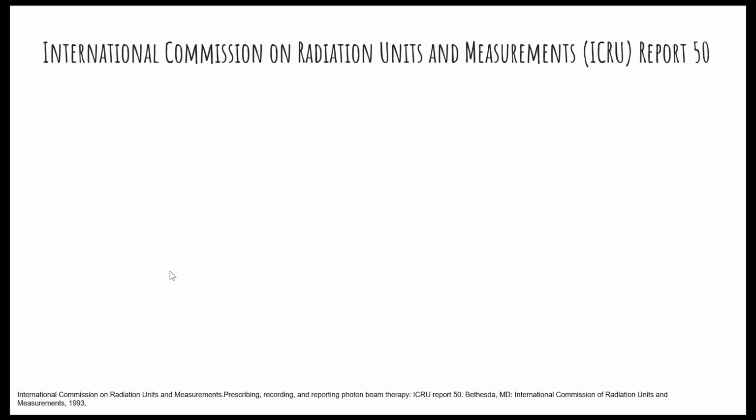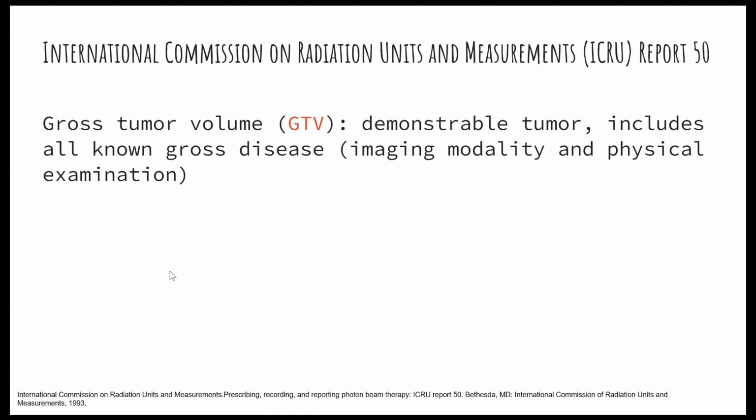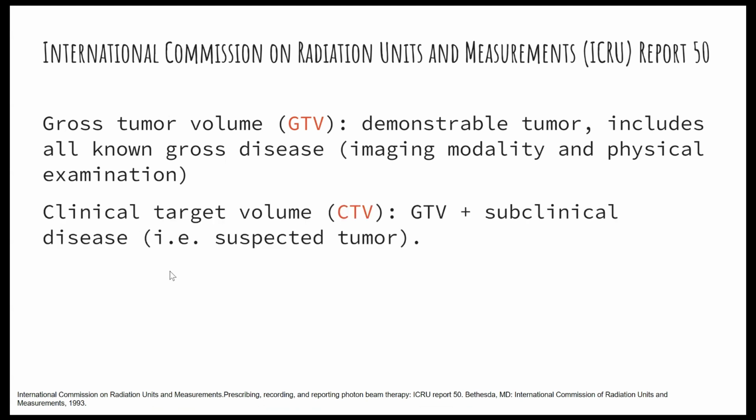Now, for an EBRT patient, when we decide upon the volumes, there are certain definitions that we basically need to know. One was the gross tumor volume. If you remember, I had told you the 10 to the power 10 cells. That's the demonstrable tumor: imaging, physical examination, visible by naked eye. Then we have the clinical target volume. That is the GTV plus the suspected tumor, the subclinical disease, the microscopic spread.